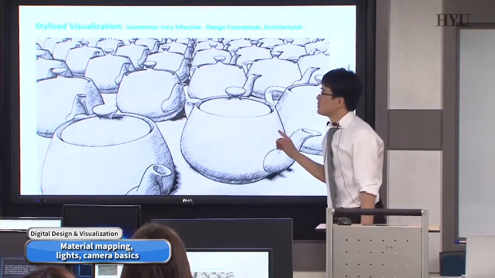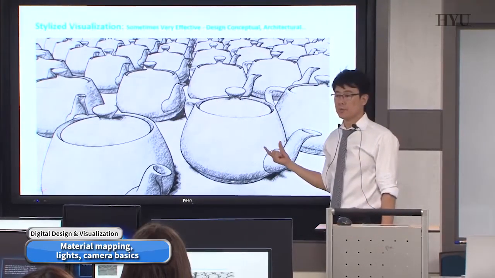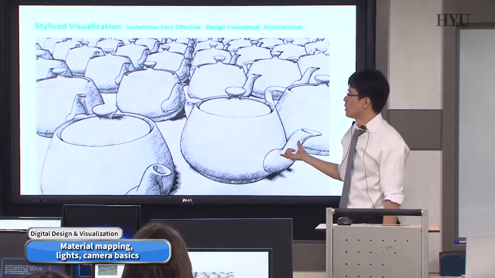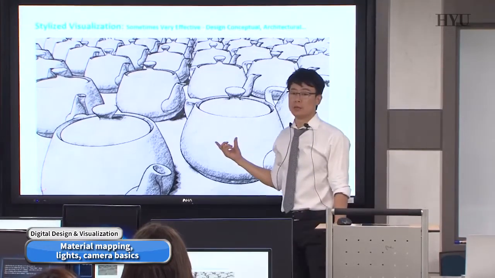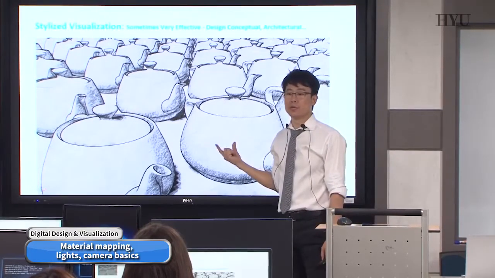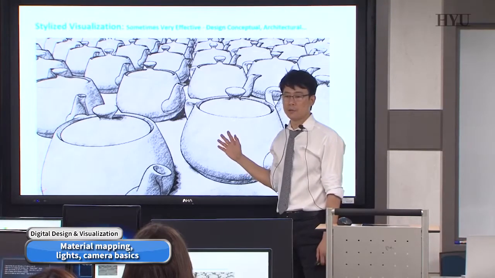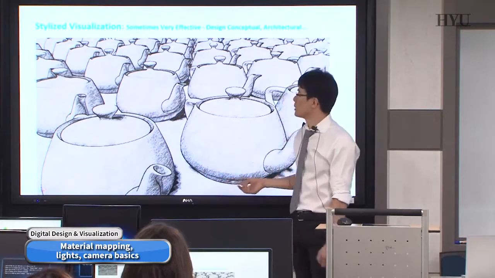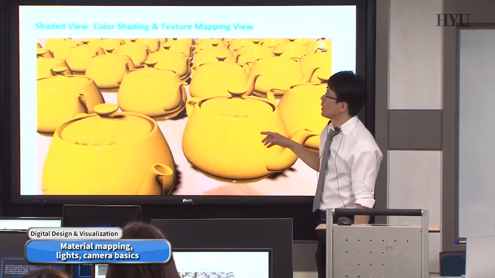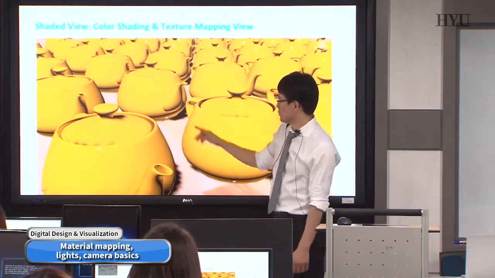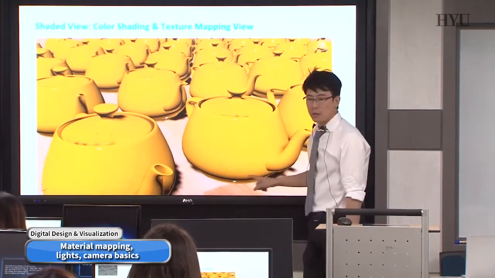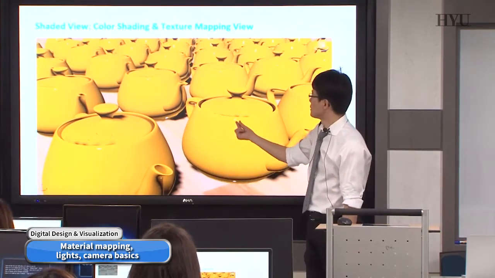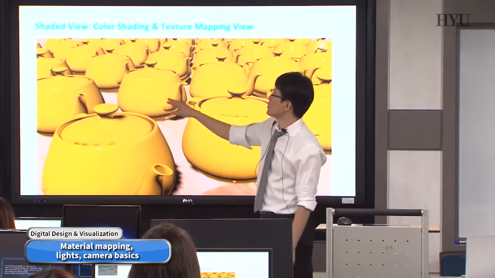Okay, this type of visualization is sometimes very effective, but very common in SketchUp. That's why we need to use SketchUp. You can get this kind of very stylized, different type of visualization. But actually in 3D Max, take a look. This is another shaded view. It has shadow casting. It has reflection, colors, some texture map.